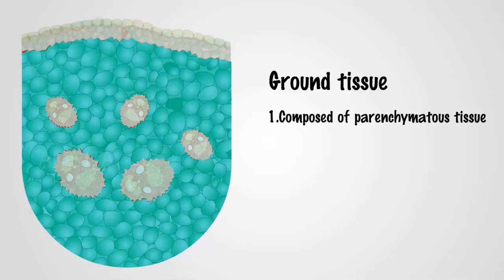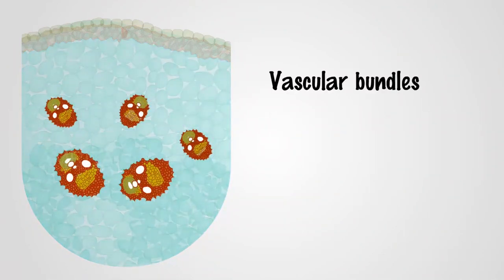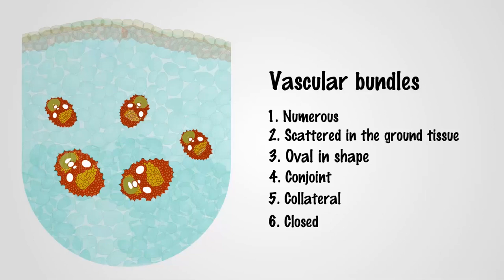Endodermis is a single layer of parenchymatous cells that separates vascular tissue from cortex. The vascular bundles are numerous and scattered in the ground tissue. Each VB is oval in shape and possesses a sclerenchymatous sheath. Each vascular bundle is conjoined, collateral and closed.